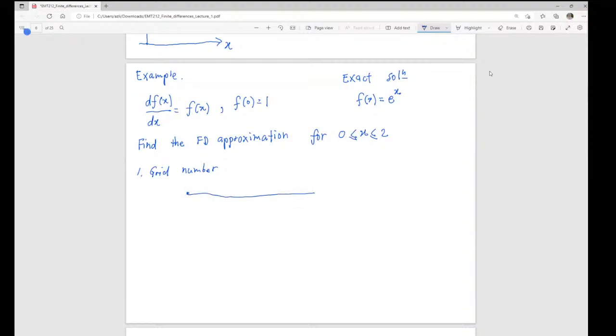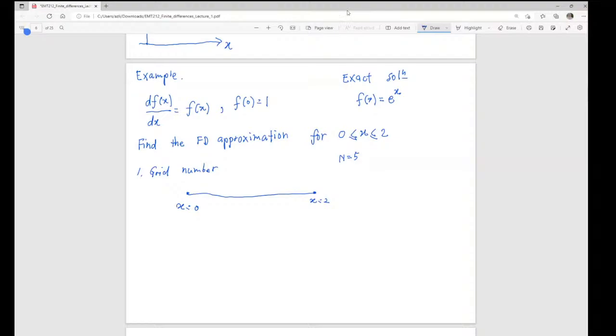From x equal to 0 until x equal to 2. How many discrete points do we want to have? Let's say we choose n equal to 5. So we divide from x equal to 0 to x equal to 2 into 5 discrete points.